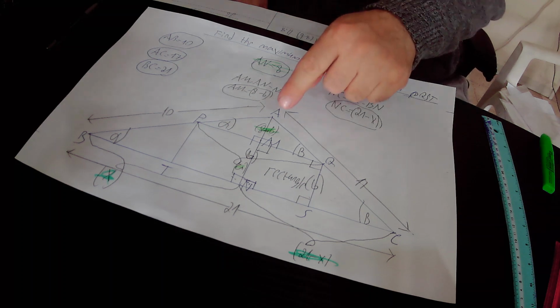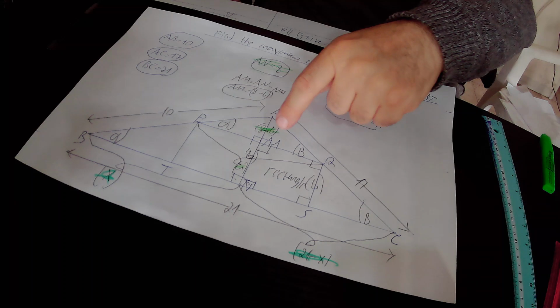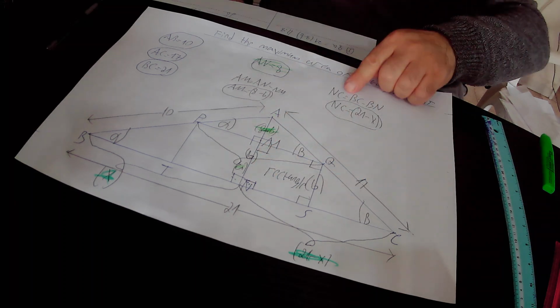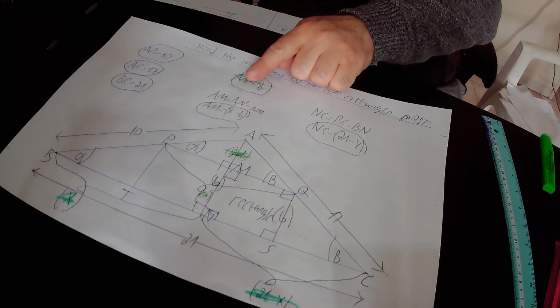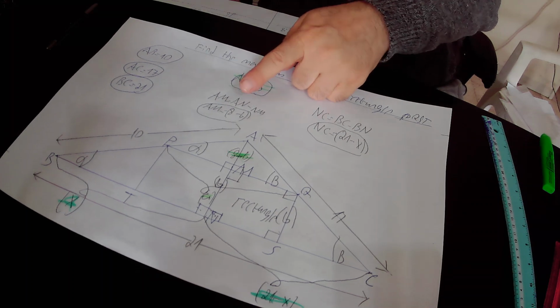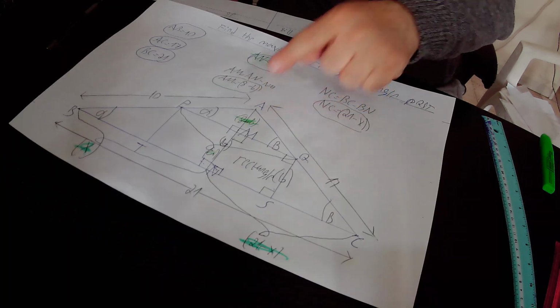What is the length of AM? AM equals AN minus MN. I repeat again, AM equals AN minus MN. So AM equals AN, that is 8, minus MN, that is B. So in total, AM equals 8 minus B.